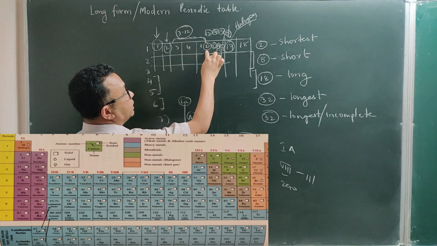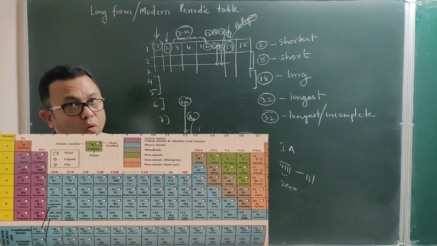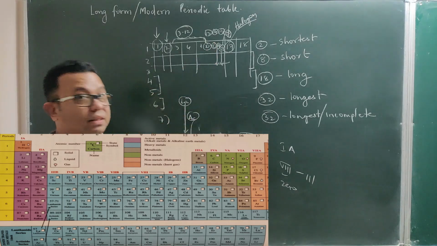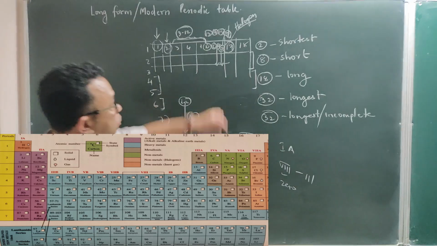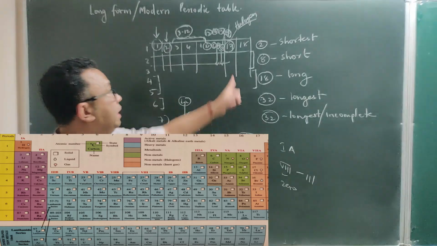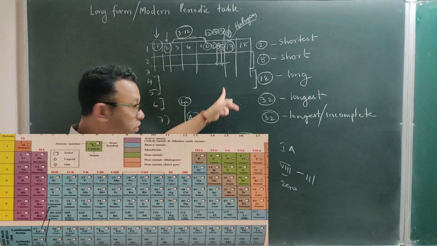Group 13 has the first element boron, so the whole group is called the boron family. Then group 14 has the first element carbon, so we call this the carbon family. Group 15 has the first element nitrogen, so we call it the nitrogen family. Then the next one is your oxygen family, which is group 16.